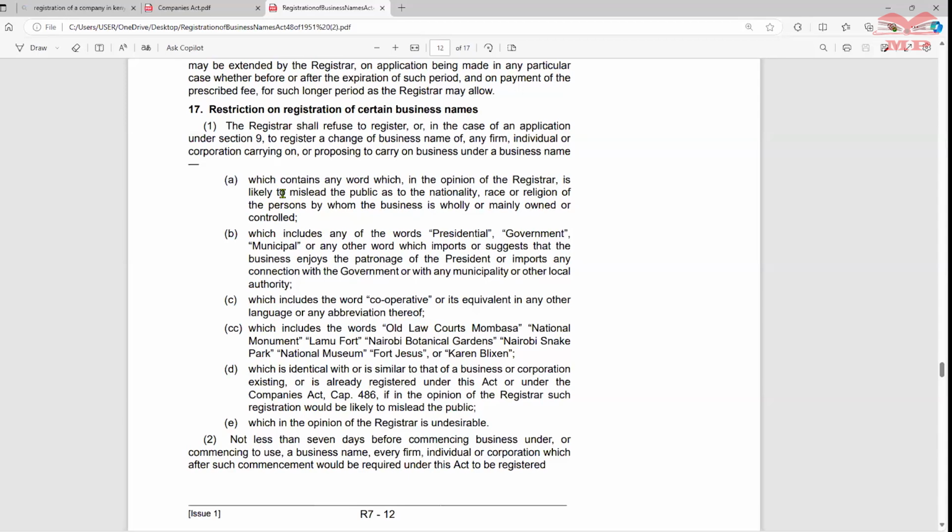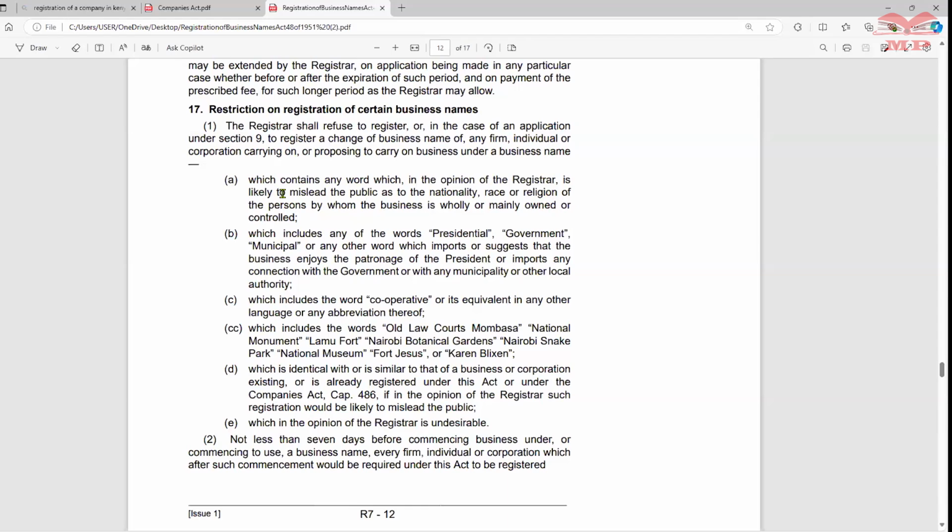You're not allowed to use currently in Kenya names like the county government of Kiambu, county government of Kisumu, county government of Mombasa in your business name. It will mislead the public to imagine that you enjoy business with that county government or you are at an advantage with the county government.